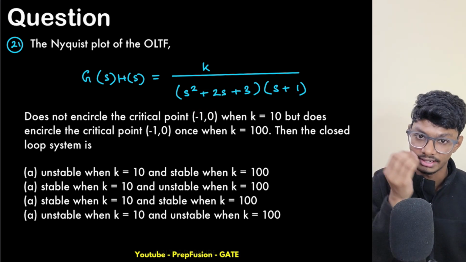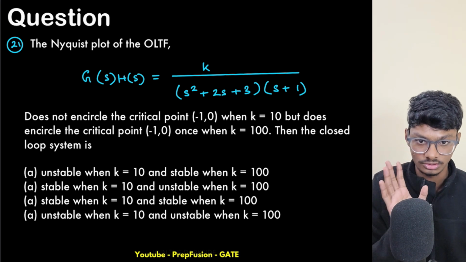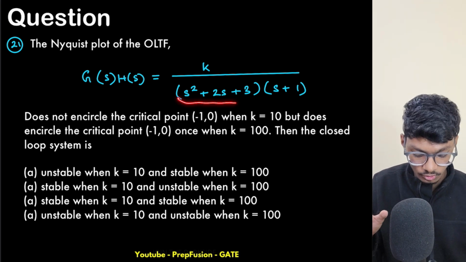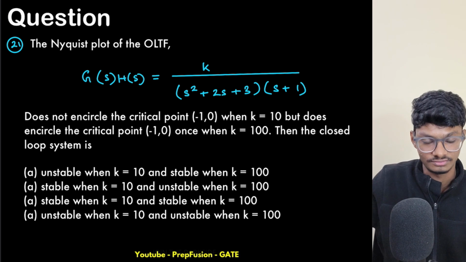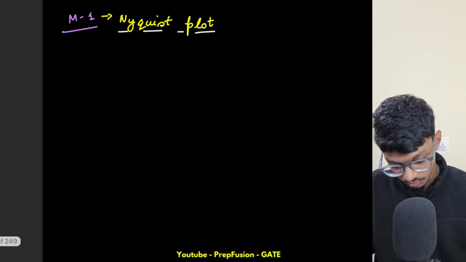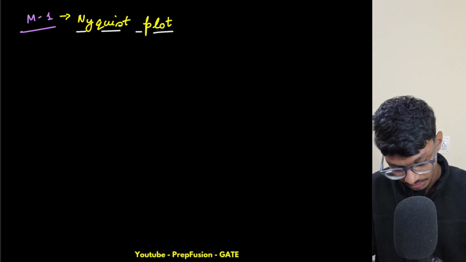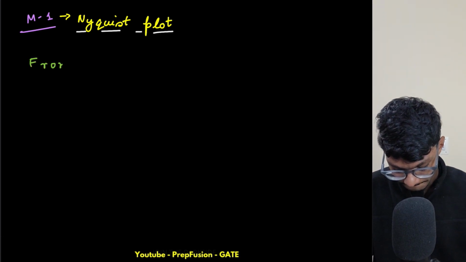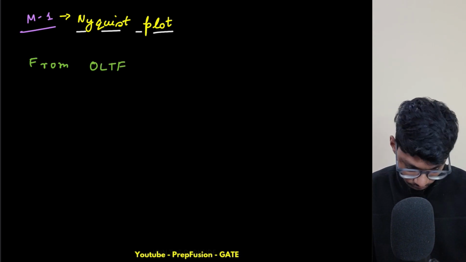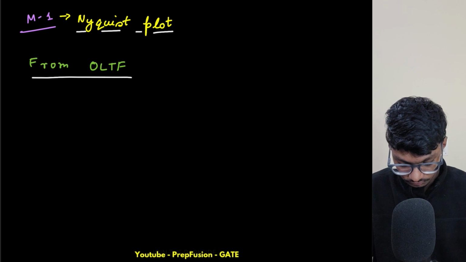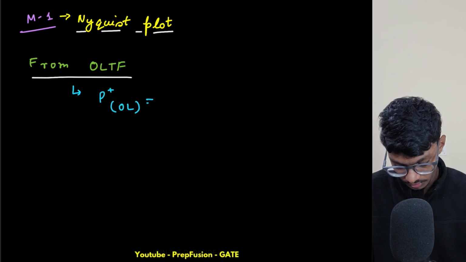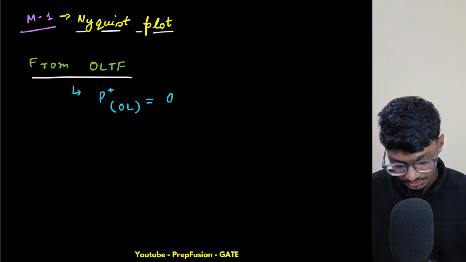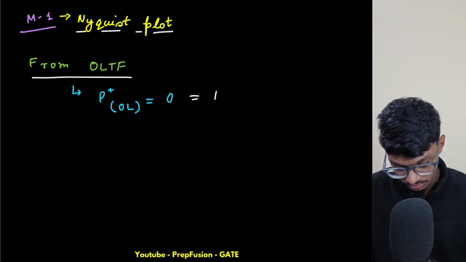Hence I can directly say P plus OL equals 0. Or what you can do is find the roots of the second order equation, and you will find that the roots are on the negative side of the exponent. So from the OLTF, my P plus OL equals 0, which is simply the same as P plus 1 plus OL.